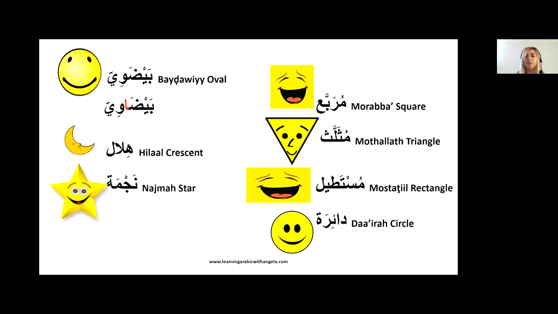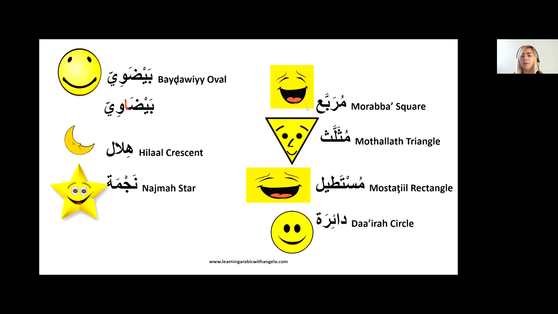Let's review the shapes. مربع, مثلث, مستطيل, دائرة, بيضوي, and sometimes you will find it written as بيضوي, and that's fine. So there's a dispute kind of about how it should be written. So both are okay. So I just left it here for you so you won't be surprised that you see it. هلال, a crescent, ونجمة, a star.